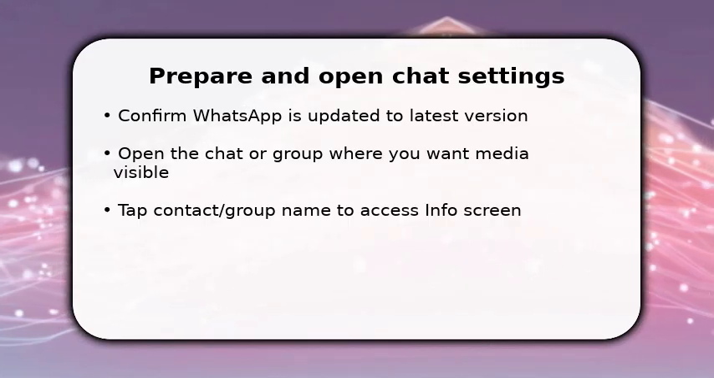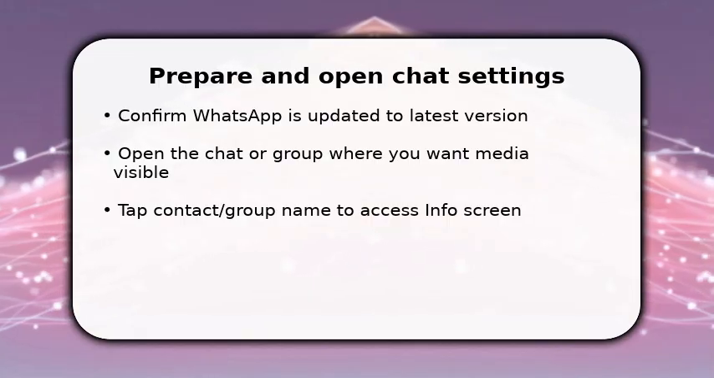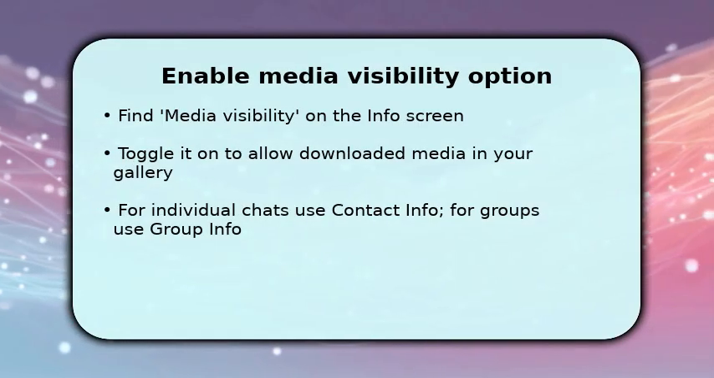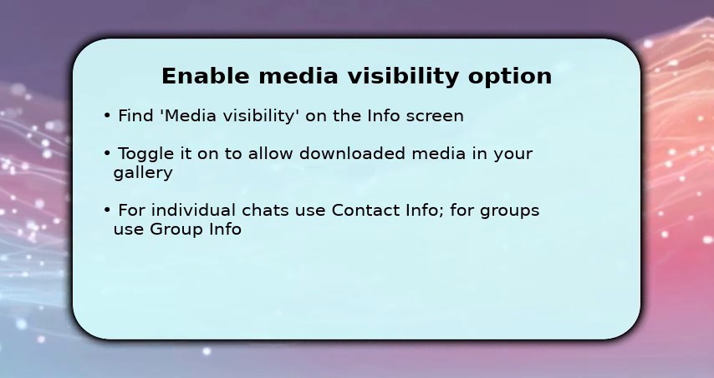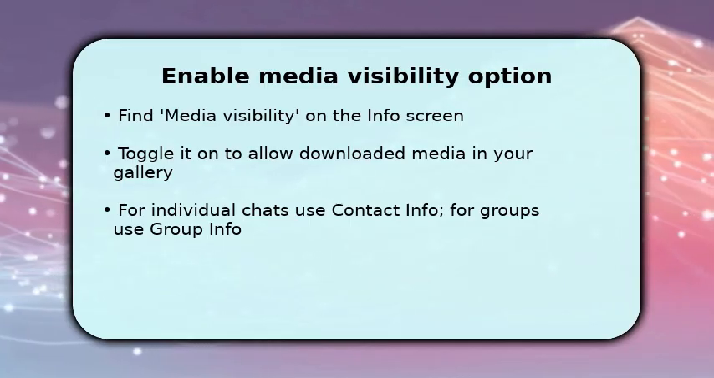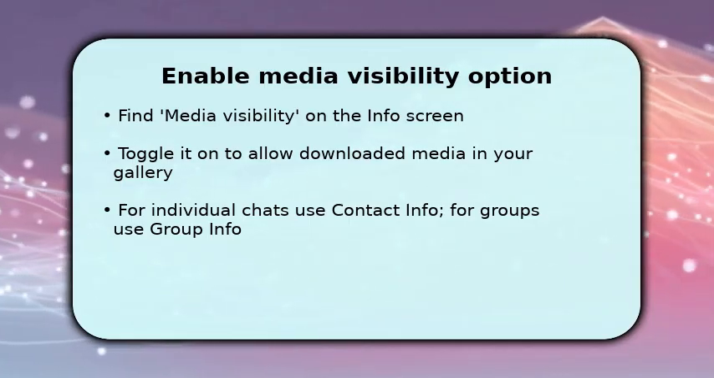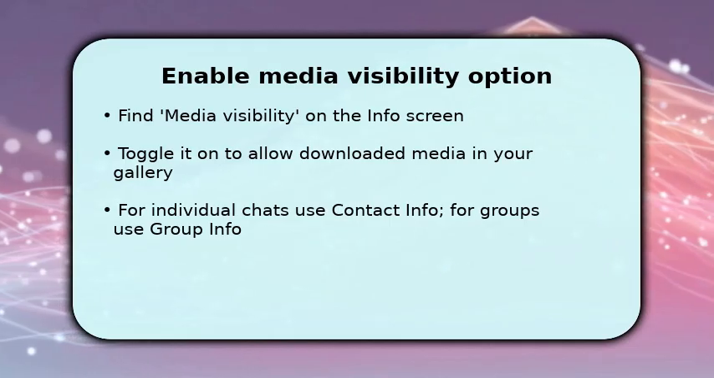Do this now so the next steps apply to the correct conversation and you don't toggle the wrong setting by accident. Once on the info screen, scroll to find media visibility. It's usually under chat settings. Tap it, then choose yes or toggle on to allow media from this chat to appear in your phone's gallery. For Android, you'll see a toggle. On iPhone, you may select Save to Camera Roll.